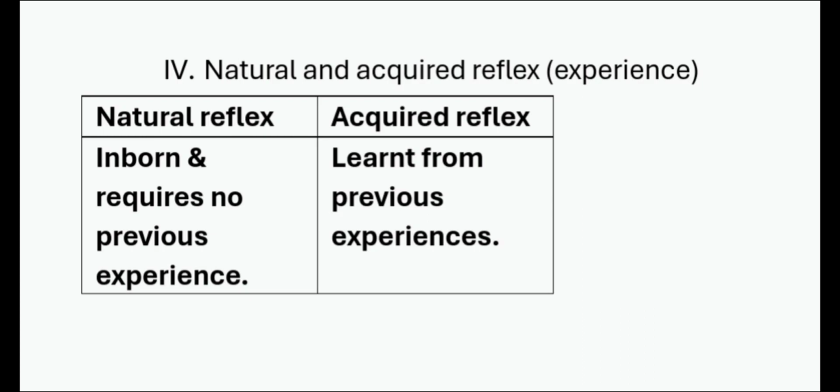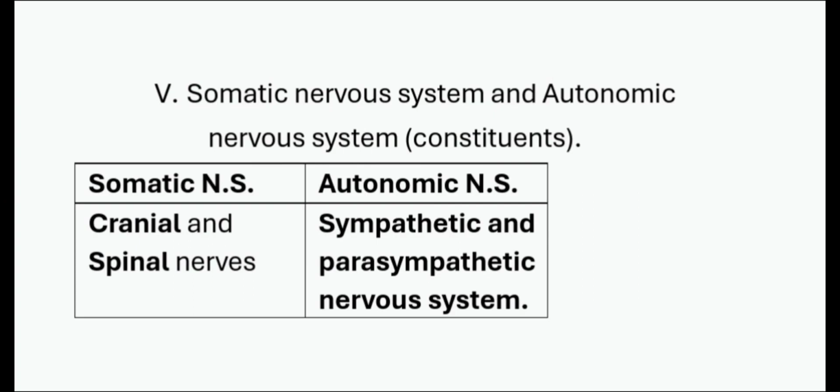Then it comes to the natural and acquired reflexes. Natural reflex is an inborn reflex which requires no previous experience. But when it is an acquired reflex, we learn it from previous experiences so that the response can be given as an acquired reflex. Next is somatic nervous system, which consists of cranial nerves and spinal nerves, and autonomic nervous system, which comprises the sympathetic and the parasympathetic nervous system.